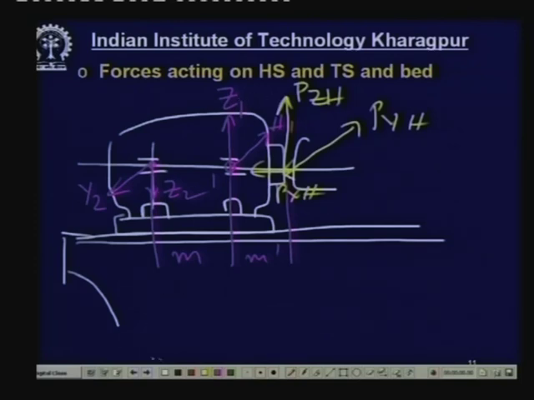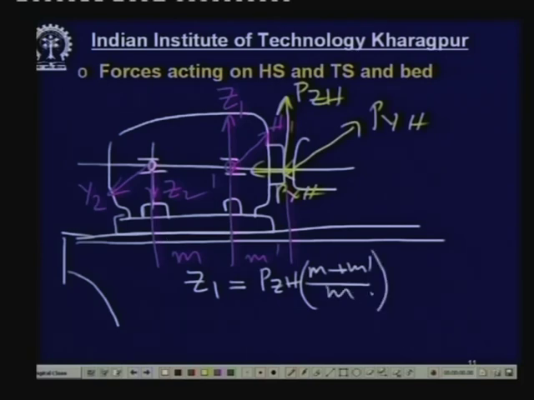Now, you can determine all these forces Z1, Z2. For example, Z1 is how much? For Z1, you take the moment about this point. So, this force PZH into this distance M plus M prime, divided by this distance.